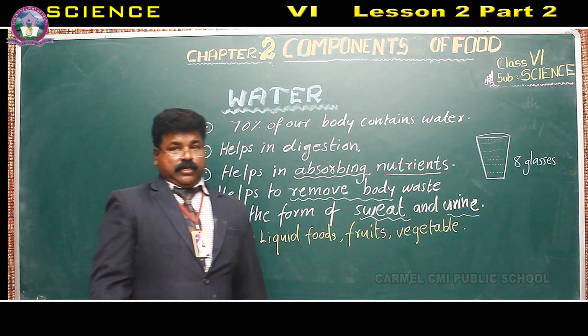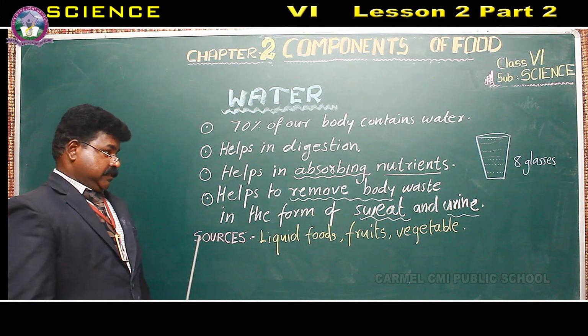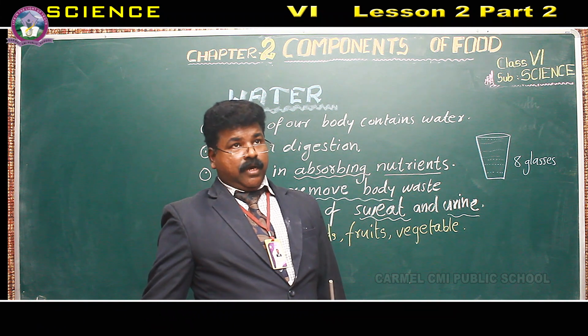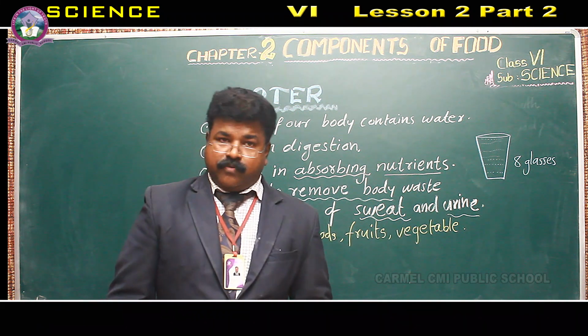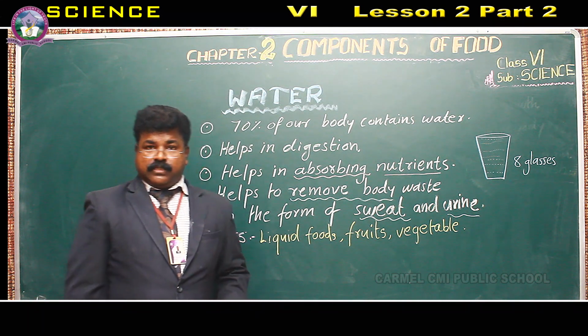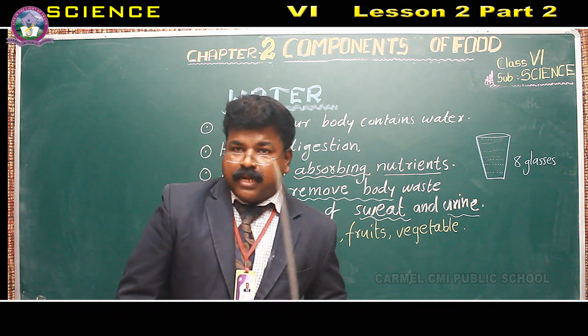Then, what are the sources of water for us? How are we able to get a sufficient amount of water into our body? Knowingly, we are drinking 8 glasses or different amounts of water. And apart from that, some other liquid food items. For example, in the morning when you get up from the bed, you may get a bed coffee that contains water.